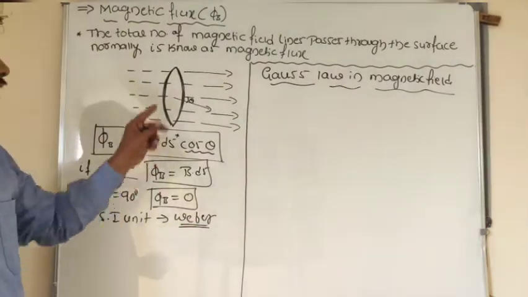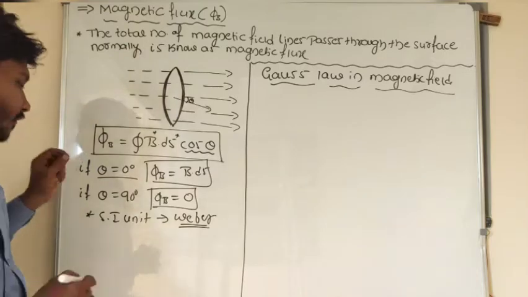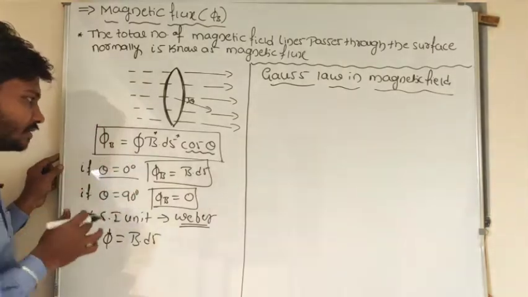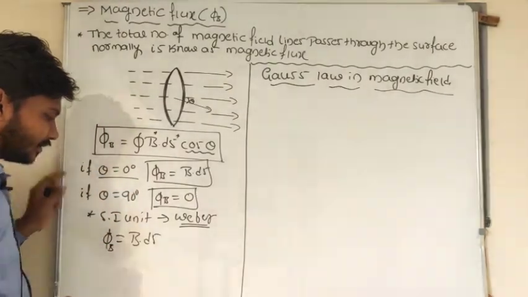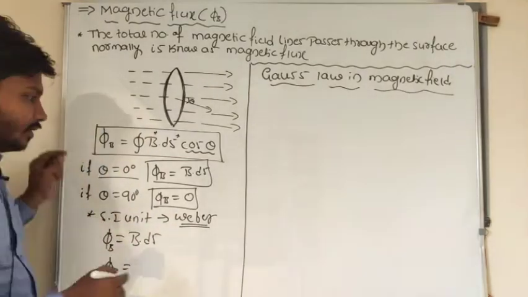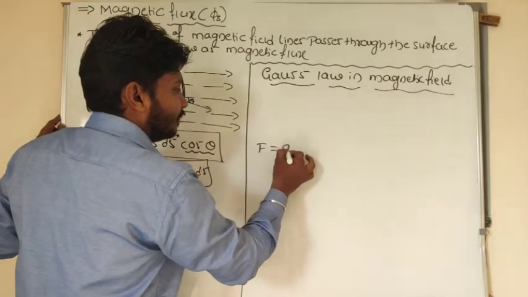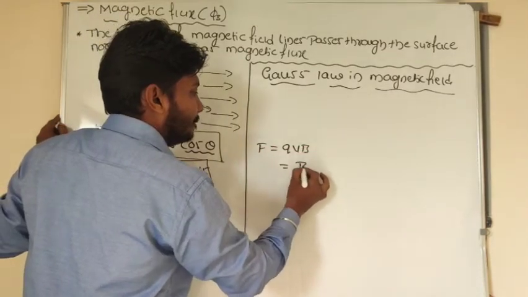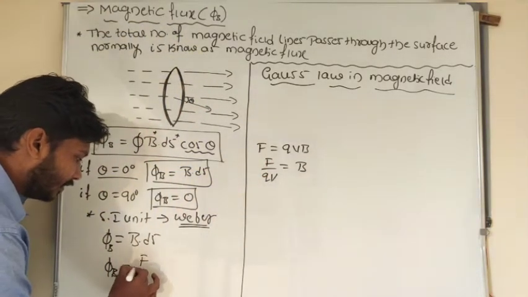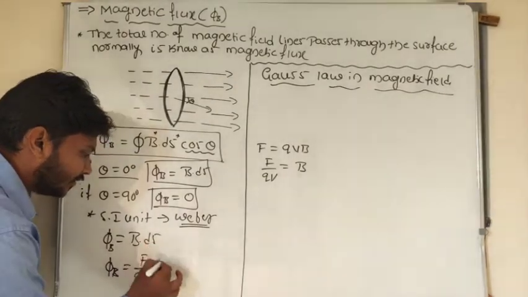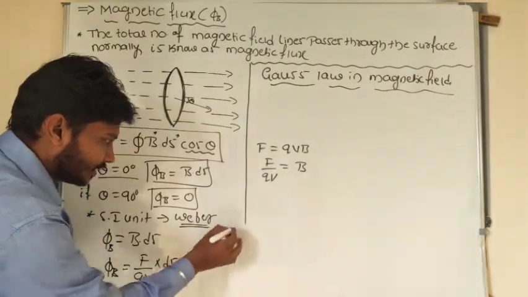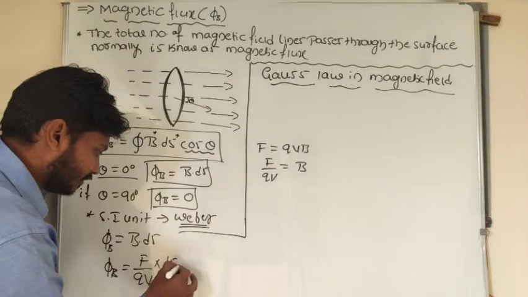Right, now we'll find the dimensional formula for magnetic flux, phi which is equal to B into dS. So theta is equal to 0 means cos 0 is 1. Phi of B is equal to B into dS. What is the dimensional formula for this magnetic flux? Look at here, magnetic force F is equal to QVB. B, shall I write it as F divided by Q into V? F divided by Q into V into dS. As it is, I will write it here. Now I will write the dimensional formula for this magnetic flux, right?